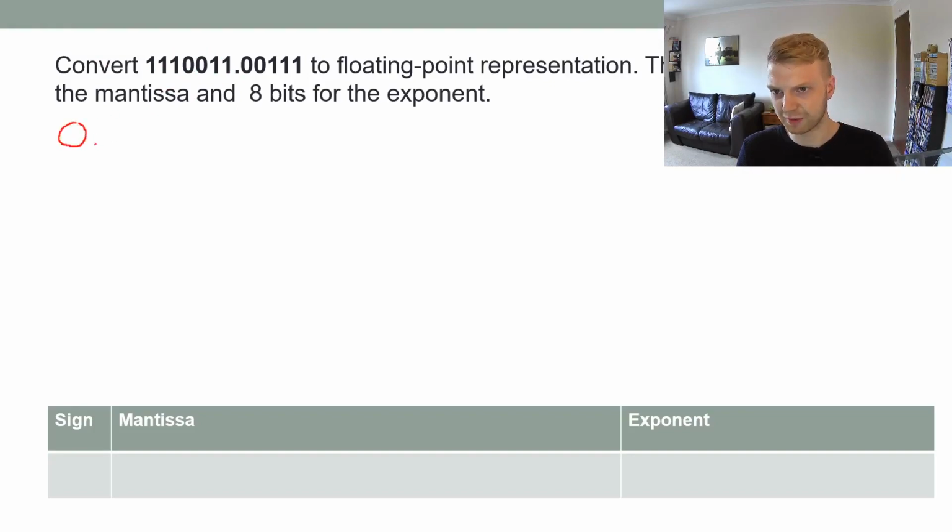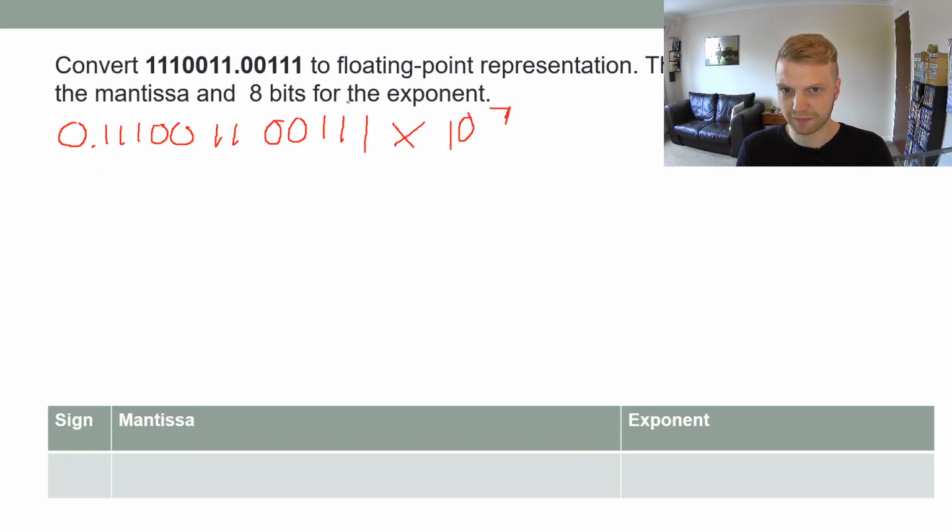We put a 0 in front. 1, 1, 1, 0, 0, 1, 1, 0, 0, 1, 1, 1. We moved the decimal point, let's see, 1, 2, 3, 4, 5, 6, 7 places. So times 10 to the power of 7. Right, so let's do that quickly. This would just be 0, 0, 0, and then it's 8, so 0 there. 4, 2, 1, all adds up to 7. That's your binary number for 7.